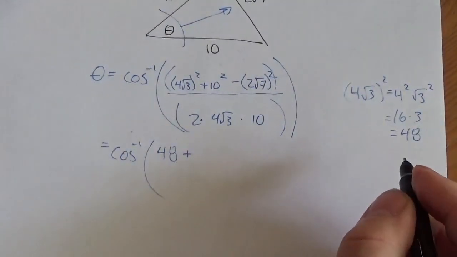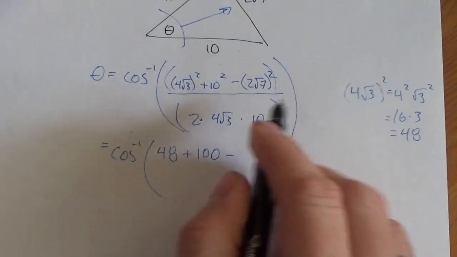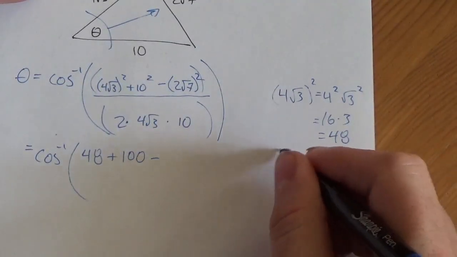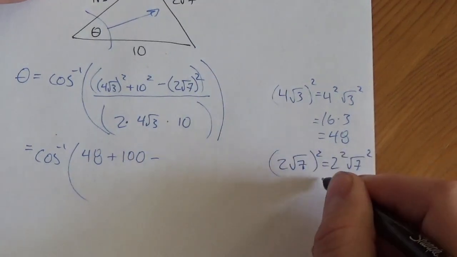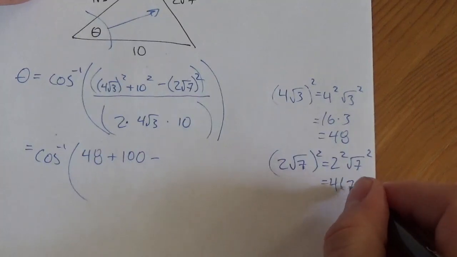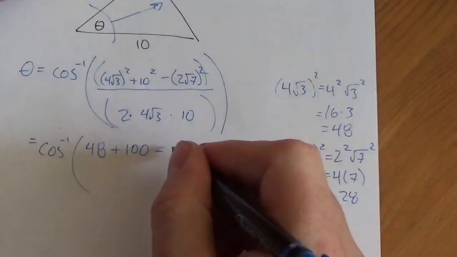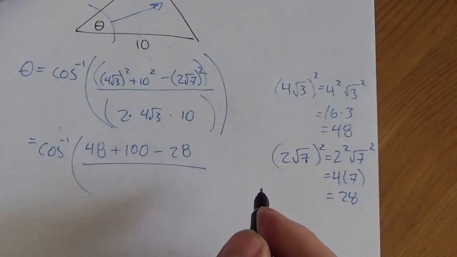10 squared probably isn't causing the problem. 10 squared is going to be 100 here. Minus 2 root 7 squared. We've got to do that too. 2 root 7 squared means the 2 is being squared and the root 7 is being squared. Don't forget about the coefficient. So it's going to be 4 multiplied by 7, and the answer is 28. So notice that all the roots disappeared up there. The square roots are gone.